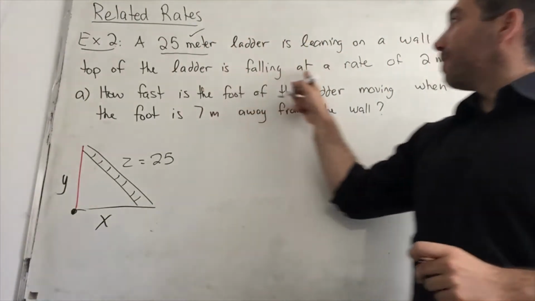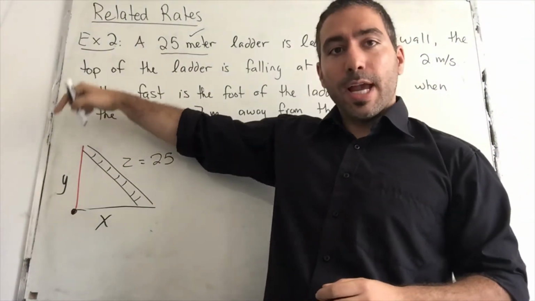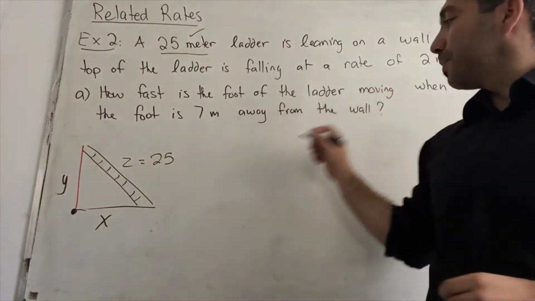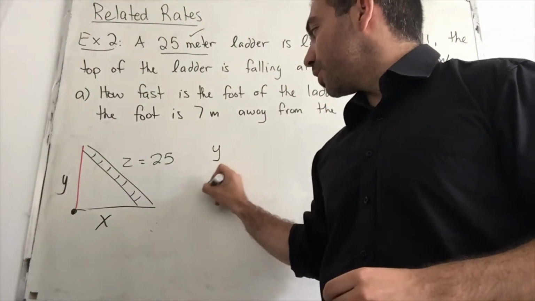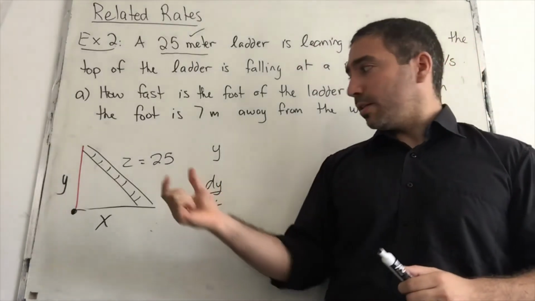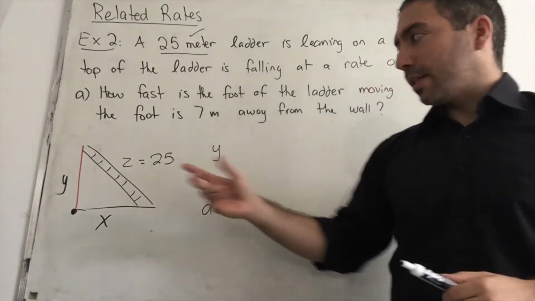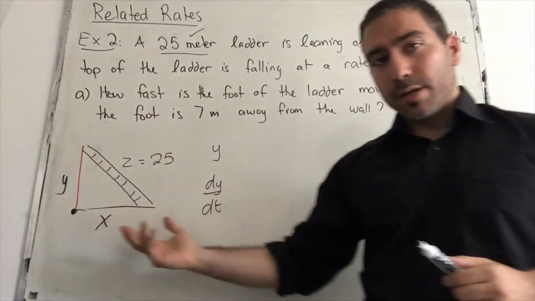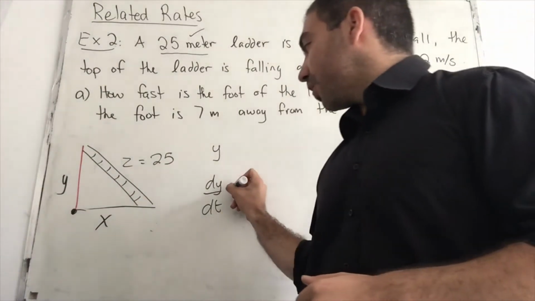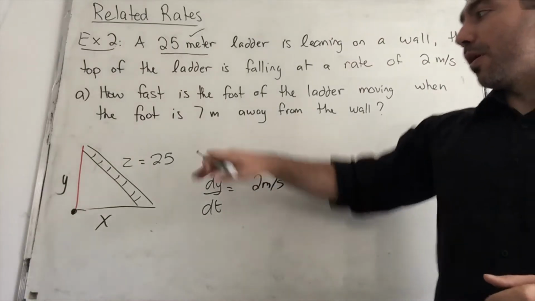The top of the ladder is falling at a rate of 2 meters per second. So we're talking about the top of the ladder up here, and it's falling, it's going downwards. So we have to figure out, does the 2 meters per second correspond to y, or does it correspond to dy/dt? Is the 2 meters per second a fixed distance? Is it saying that the height of the wall is 2, or is it saying that the ladder is moving? Well, here the top of the ladder is falling, so there's a motion involved, therefore this is a derivative. It's not the parameter y.